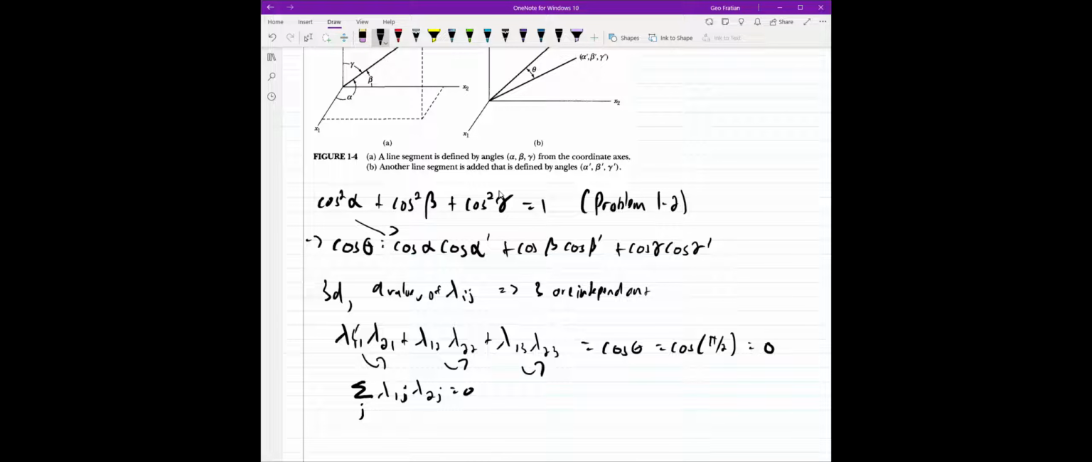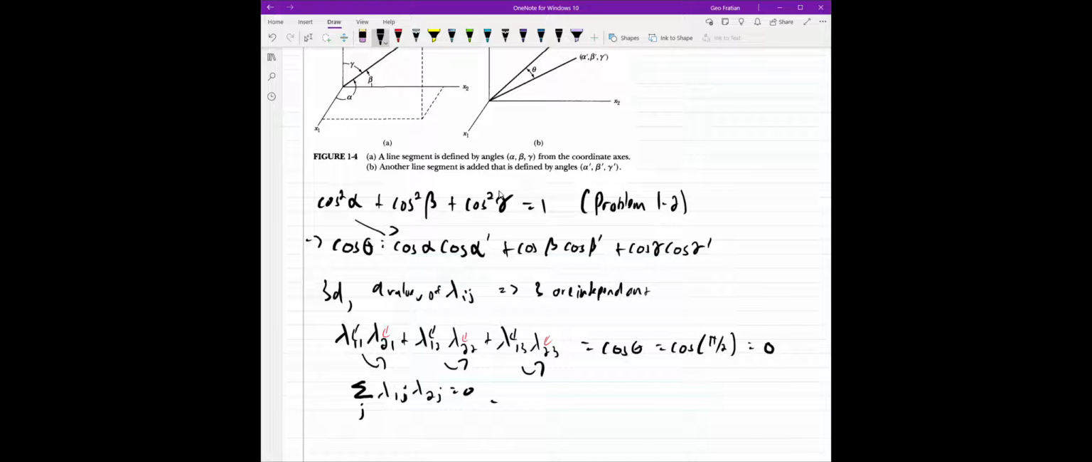Notice we start with 1, and then the next term, there's always a 2 here. We're basically saying anything between the x1 and x2, or x and y axes, have to be orthogonal to each other, so that if you multiply them together, you get 0.